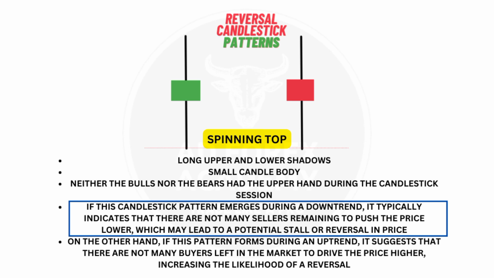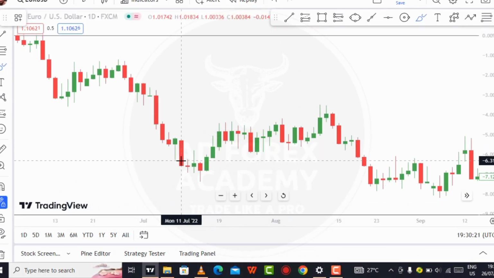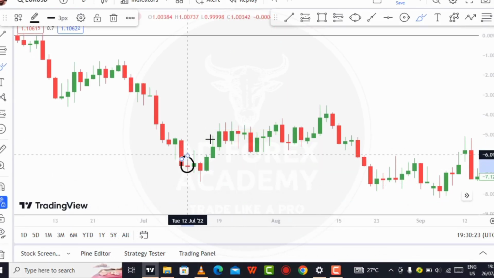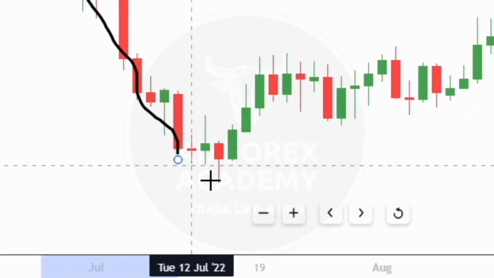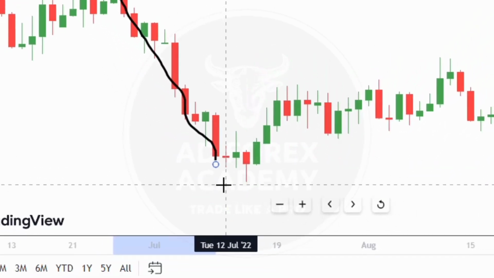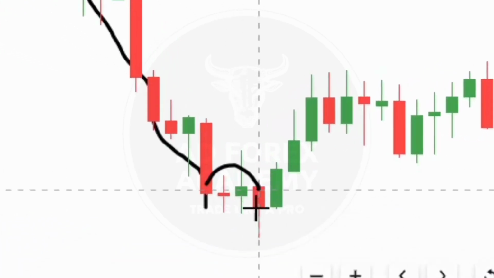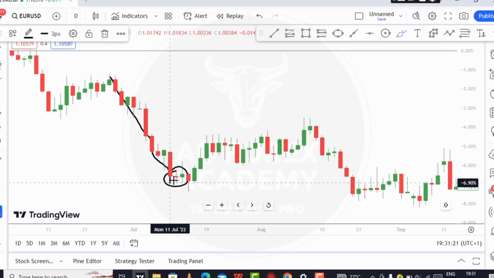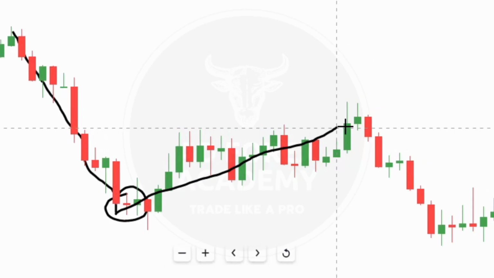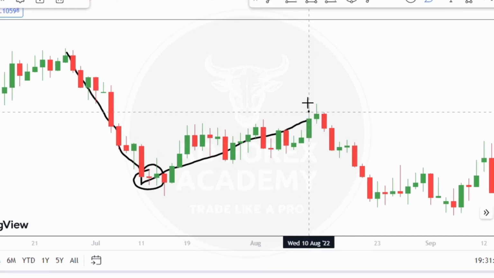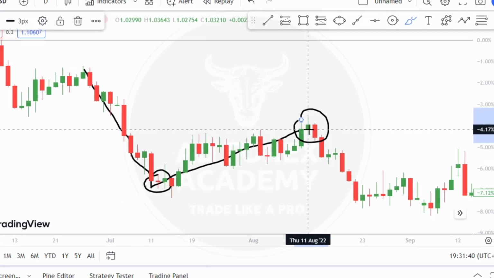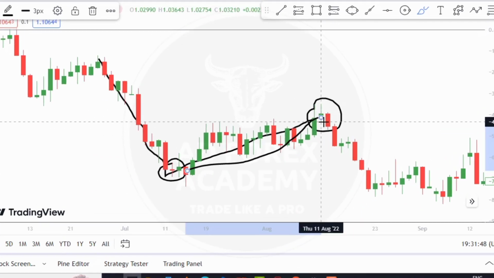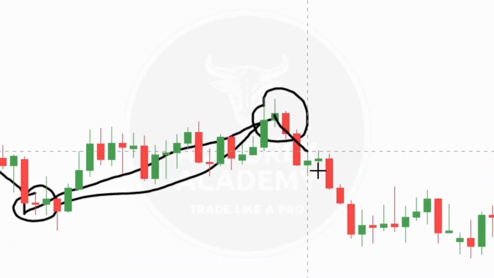Let me demonstrate this with a real life example. Here is a spinning top right here. In this scenario, we witnessed a downtrend until we reached this point, but the appearance of the spinning top indicates that sellers are losing steam and buyers are entering the market, likely heralding a change in trend. The same principle applies when we encounter a spinning top during an uptrend. It implies that there aren't many buyers left to propel the price higher, resulting in a price correction or downtrend.